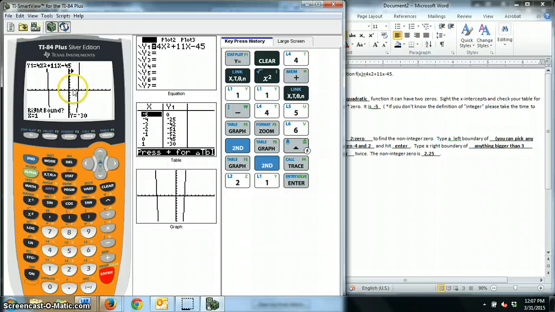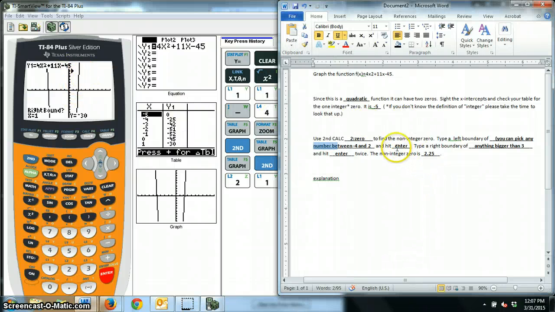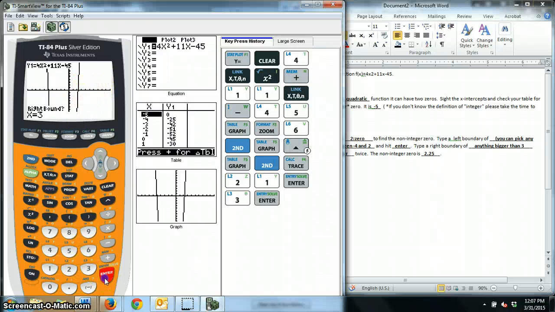You can see it puts this little left bound, we need to be inside those arrows, and then it says hit enter. Type in a right bound, anything bigger than 3. So for a right bound, we can do anything over here. So I'm going to hit 3. And you can kind of see these arrows are going to drop right down and it's going to find that 0. So you need to give it the window to look for that one.